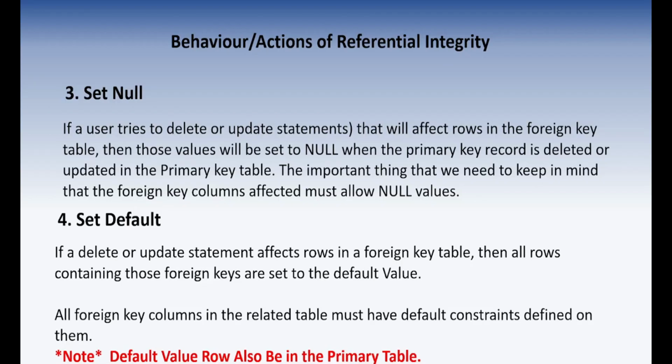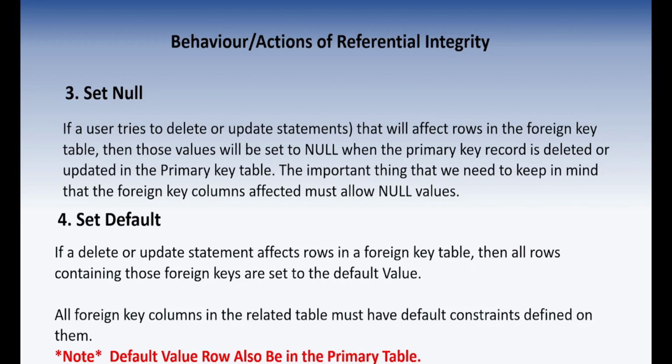So this default constraint means if you perform any delete or update statement, it affects rows in a foreign key table, that is our order table in our case, then all rows containing those foreign keys are set to the default value, and all the foreign key columns in the related table must have a default constraint defined on them. And there is one thing we need to keep in mind: the default value row should also be there in the primary table, which is the customer table in our case. So what can I do? Before using this set default constraint, I need to enter a default value. So let's try to understand this set default behavior with a practical.